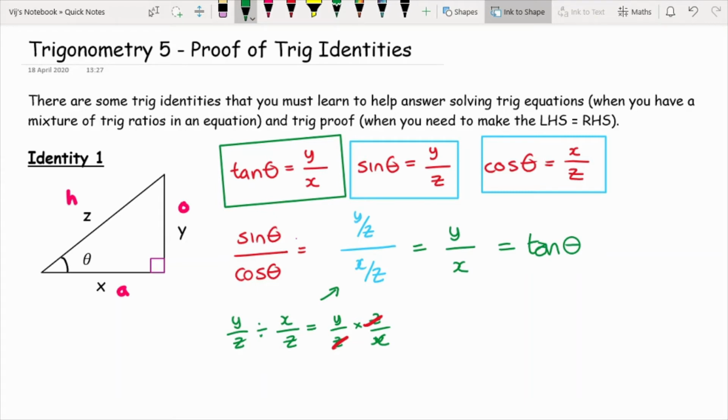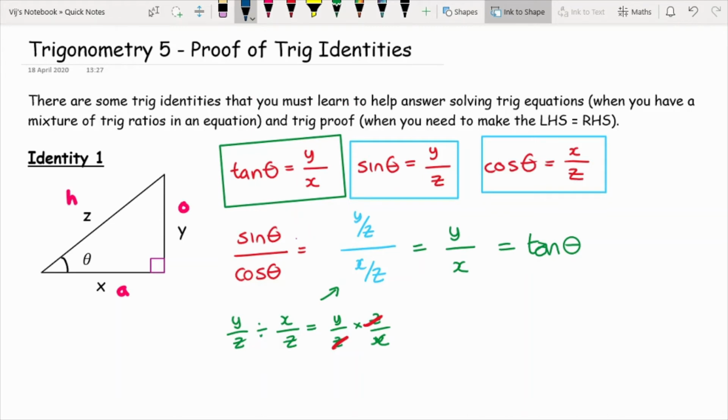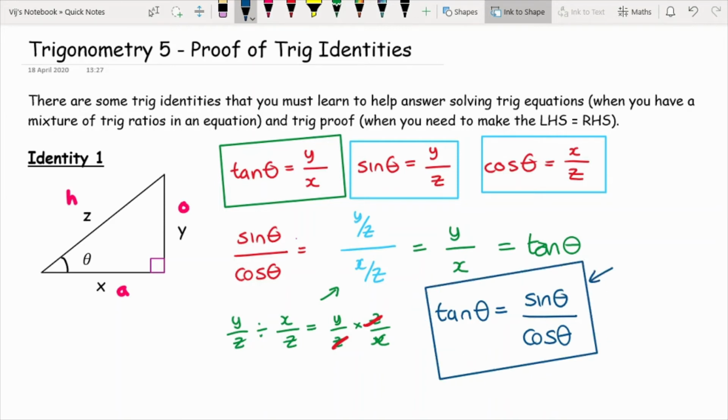So from this, our first identity that we need to learn and need to remember is that tan theta is equal to sine theta over cos theta. I'm just going to put that in a bubble and in a square even. The key thing to remember is that this is something you must learn.